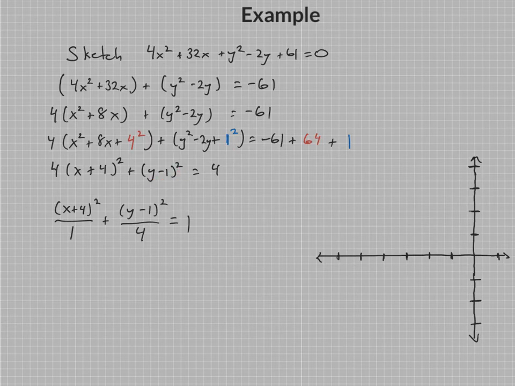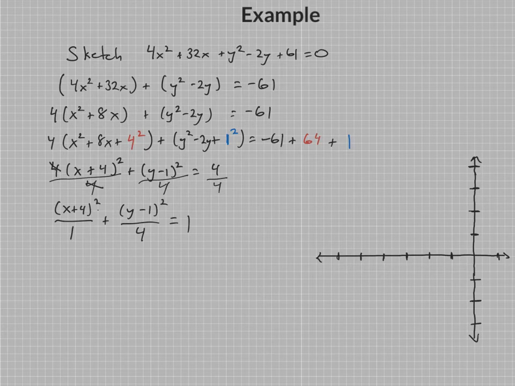To finally put this into standard form, I just need to get this equal to 1. To do that, I'm going to divide everything by 4. This 4 and that 4 cancel out. And so what I have in this case is (x plus 4) squared over 1, plus (y minus 1) squared over 4, and that equals 1.